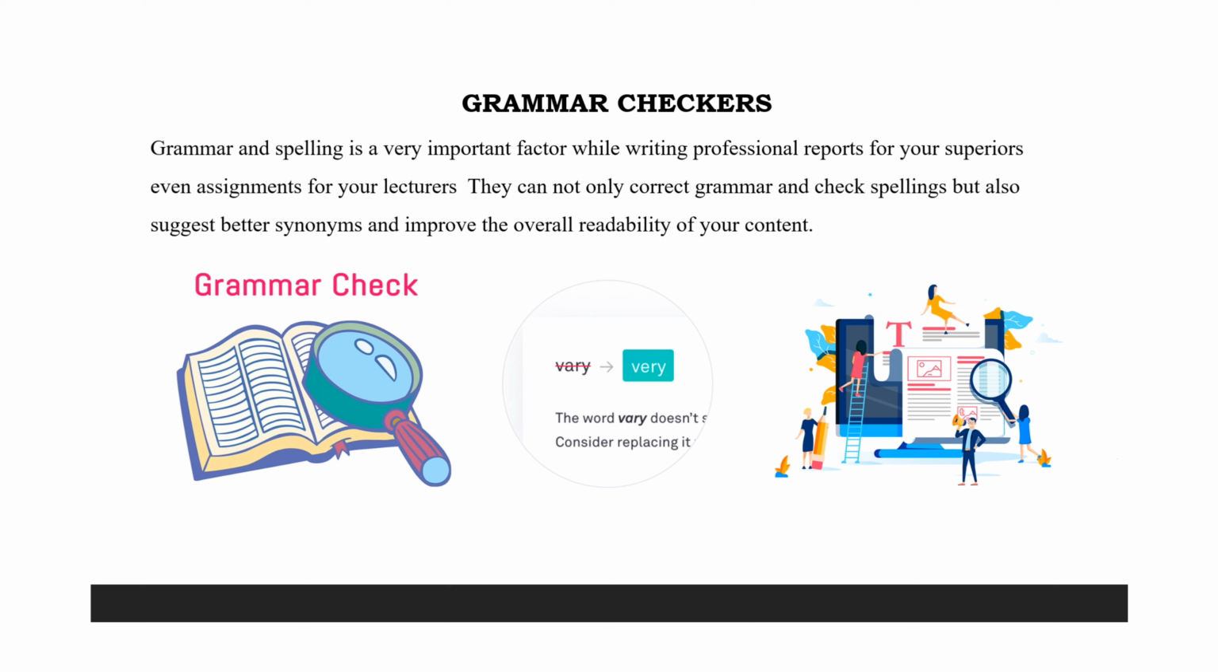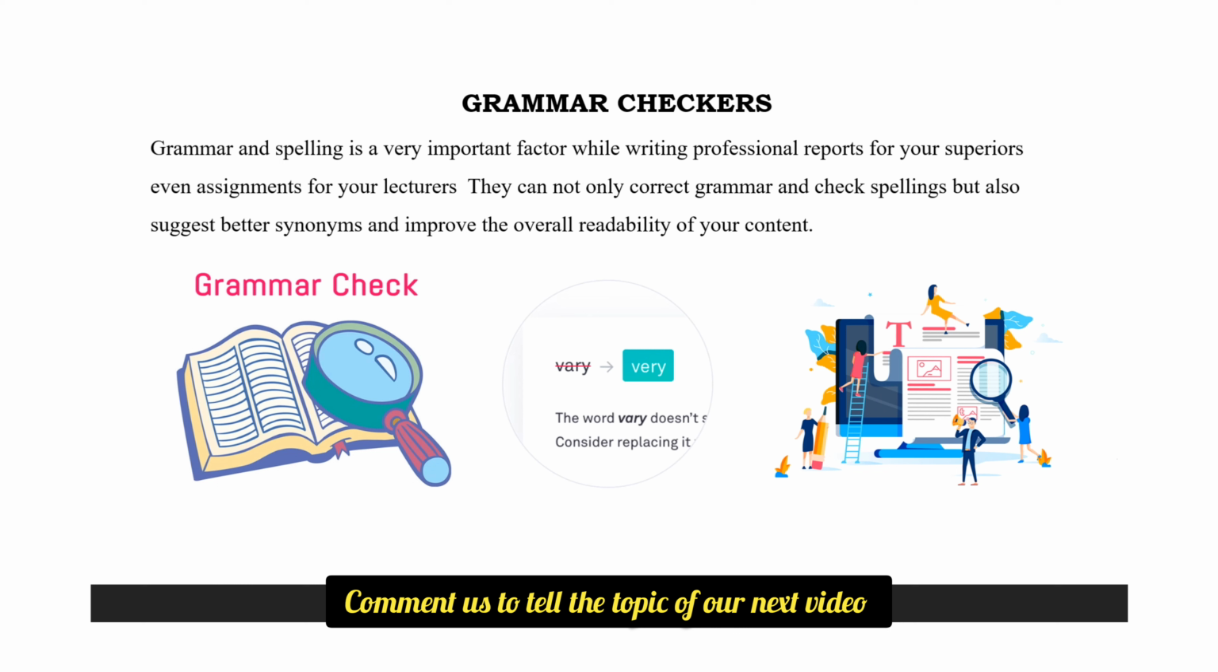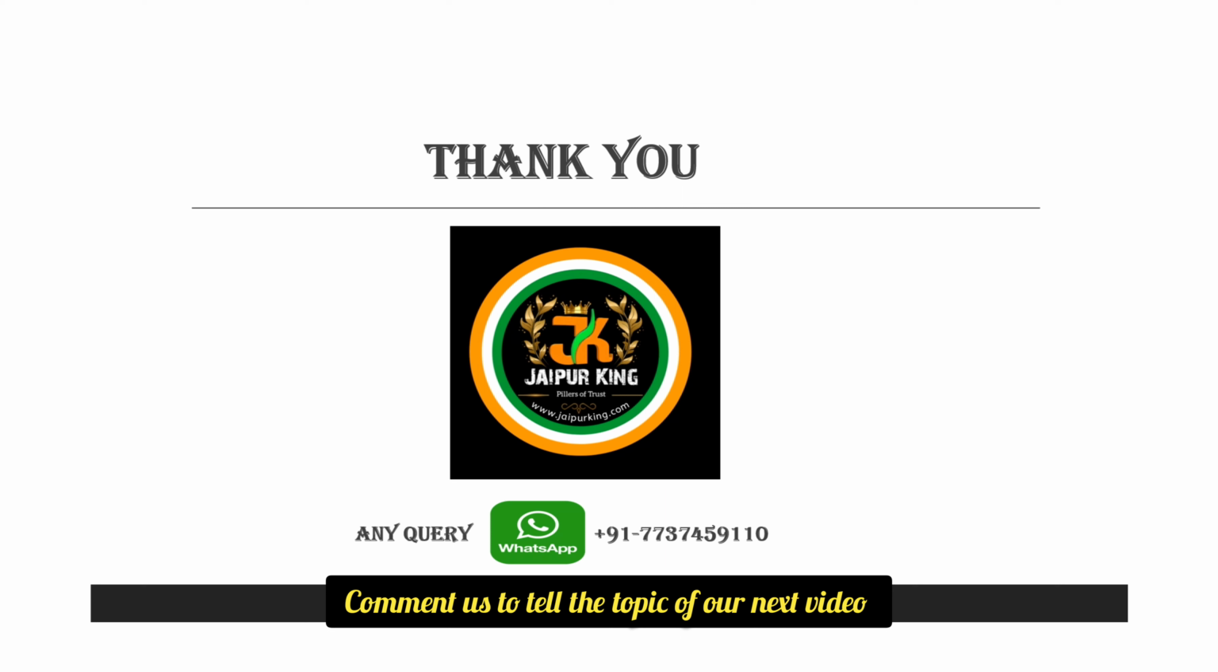There are many tools which correct grammar, like Grammarly, and one is QuillBot. In the diagram there is the word vary, vary, vary, but this is not grammatically correct. What is the spelling? Grammar checkers also suggest better synonyms to improve your readability as well as your content. So that is all about the applications of natural language processing.